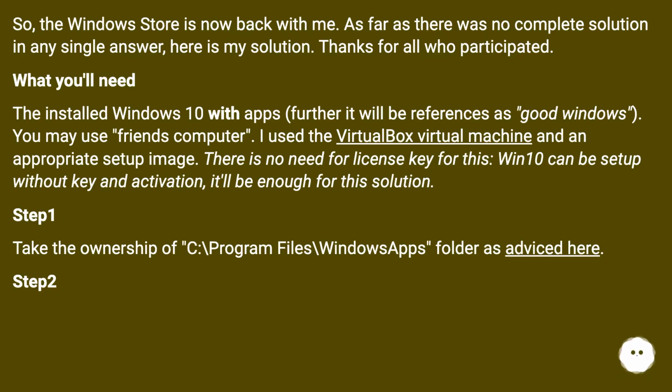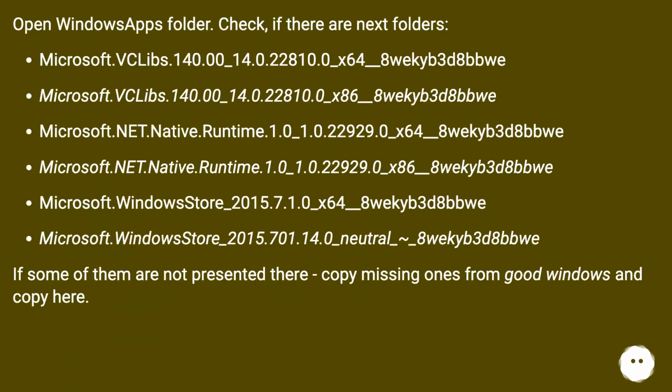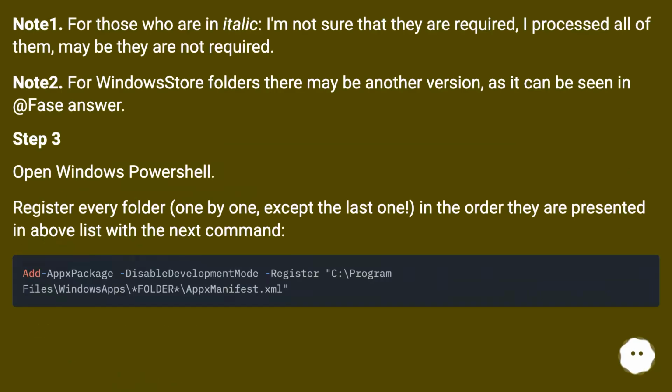Step 1. Take ownership of the C:\Program Files\WindowsApps folder as advised here. Step 2. Note 1. For those in italic, I'm not sure they are required. I processed all of them, maybe they are not required. Note 2. For Windows Store folders there may be another version, as can be seen in that answer.